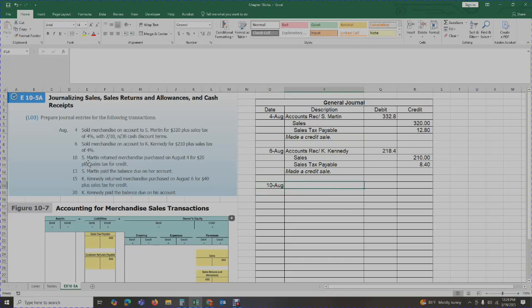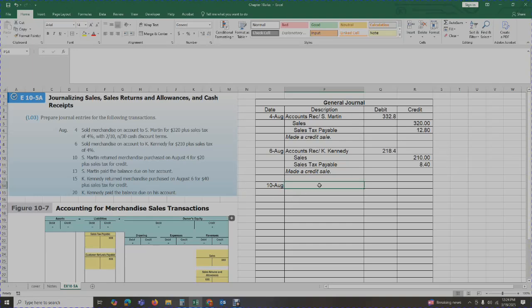On August the 10th, S. Martin returned merchandise purchased on August the 4th. So we have to go back to what happened on August the 4th. On August the 4th, Martin purchased $320 of merchandise. On August the 10th, they made a return for $20 plus the sales tax for credit. So Martin has not paid for the merchandise yet, but he has made a return of some merchandise that he didn't need or want. So this is a return that is happening.